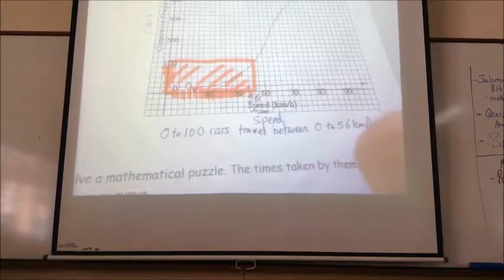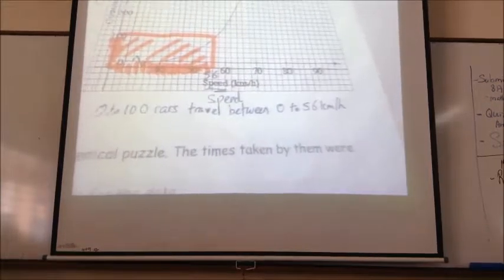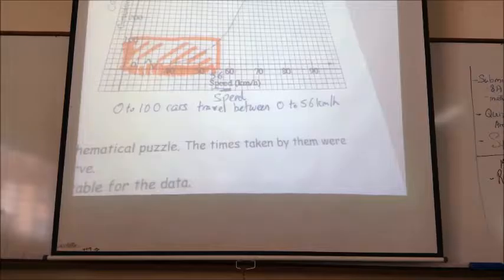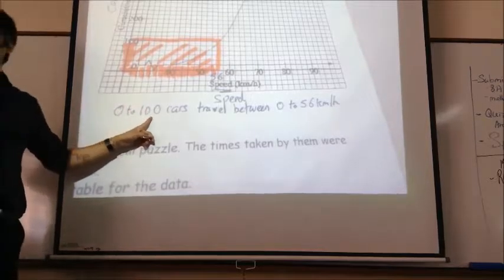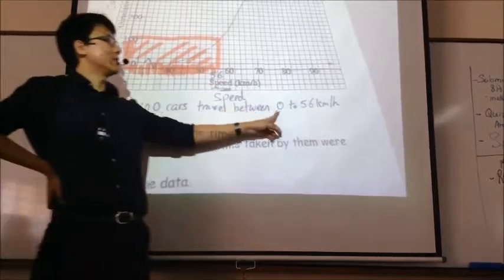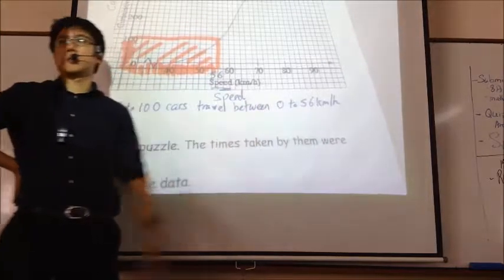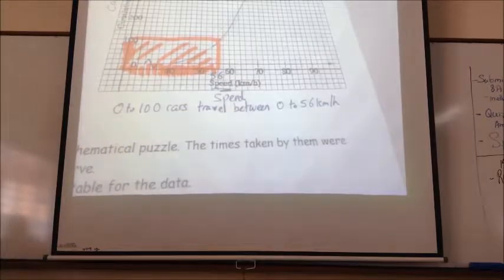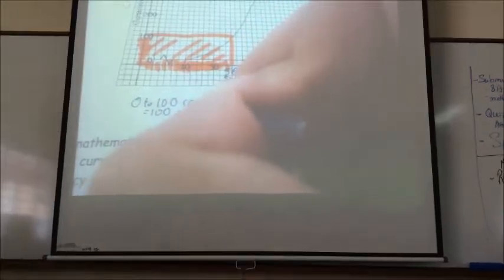Can everyone write this down? It's very, very important. 0 to 100 cars travel between 0 to 56 km per hour. Now, 0 to 100 cars means how many cars are there? 100 cars.